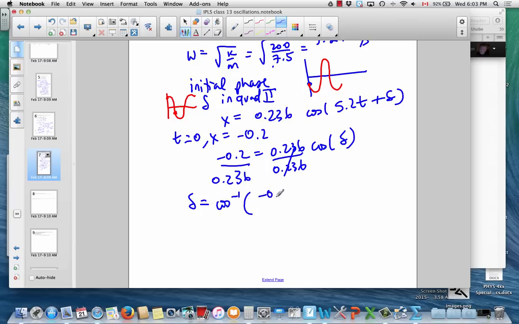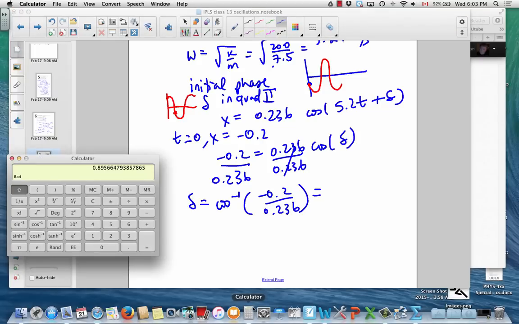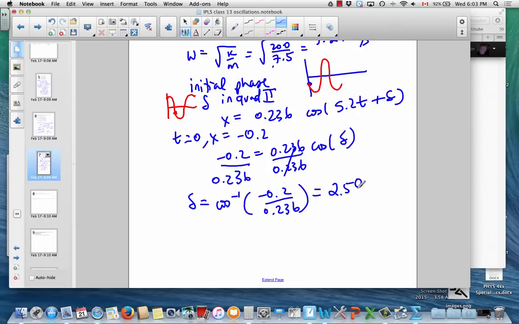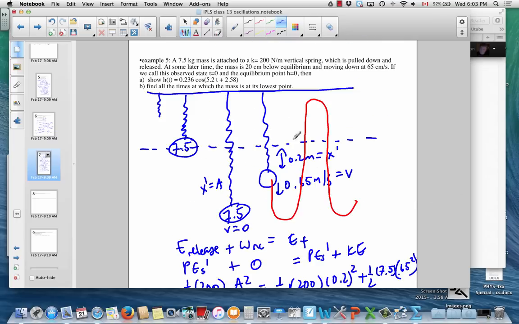Now, because we're doing the inverse cosine of a negative number, the calculator will automatically give us a value in quadrant 2. 0.2 divided by 0.236 equals, okay, make it negative, and then do the inverse cosine. So 2.58 rads, and if you check, you'll see that is actually in quadrant 2. So now we've got the equation for height or position as a function of time. It's 0.236 cosine of 5.2t plus 2.58 radians. And that's what we were asked to show. Right there, we've done it.